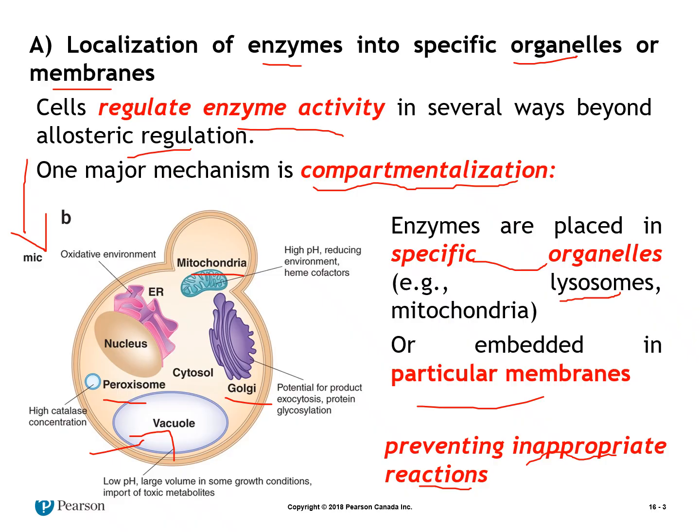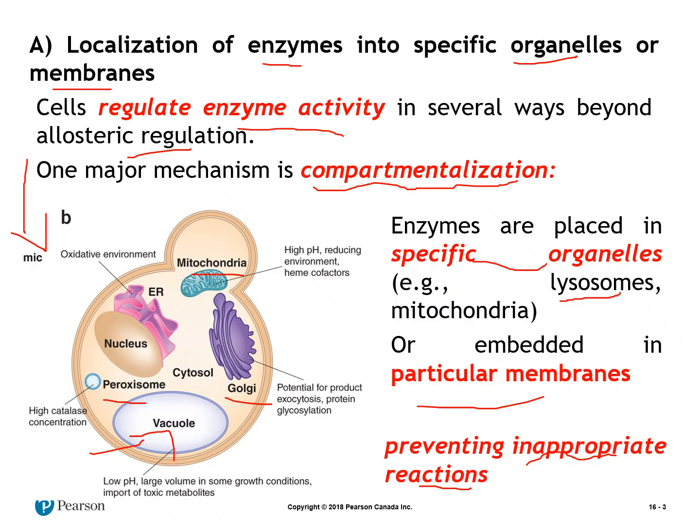It will kill the cell because it will start breaking everything. For example, the peroxisome has enzymes called lipases, which cut the lipids. You have proteases, which cut proteins, so it will break all the other proteins and it will break the cells.